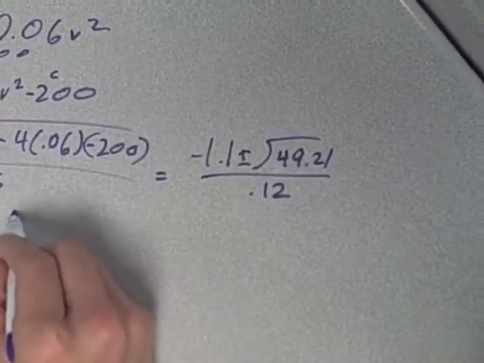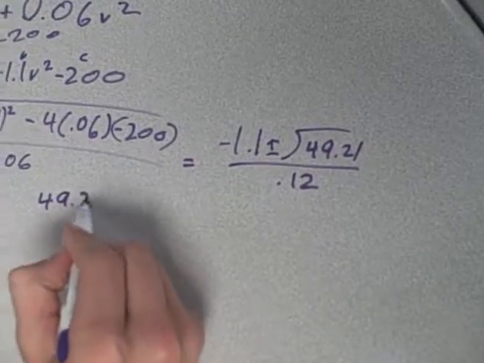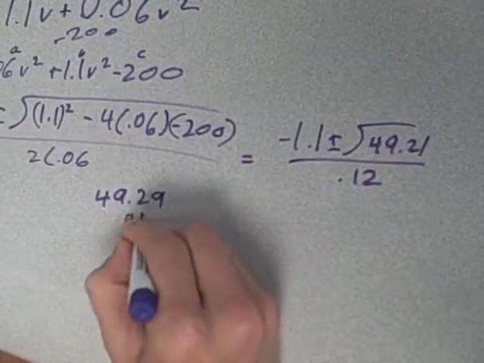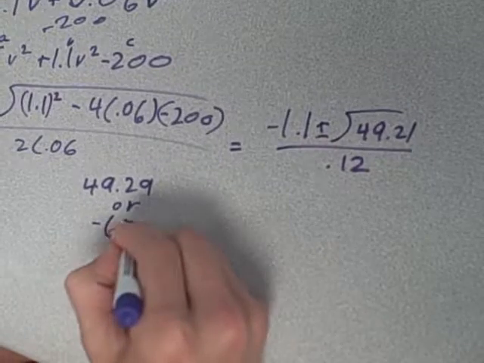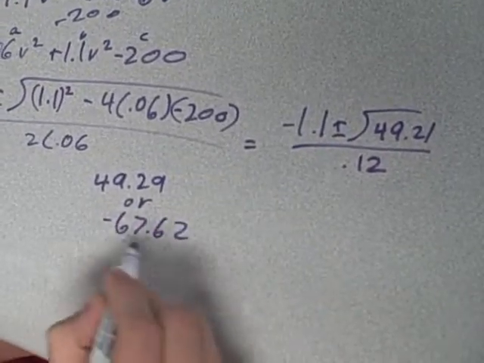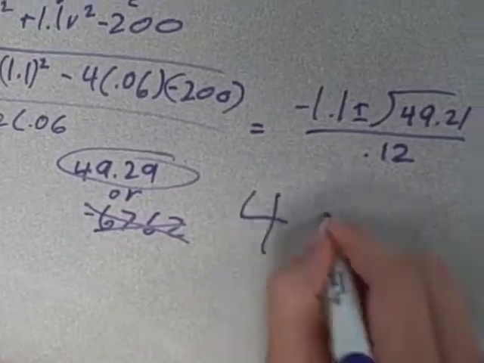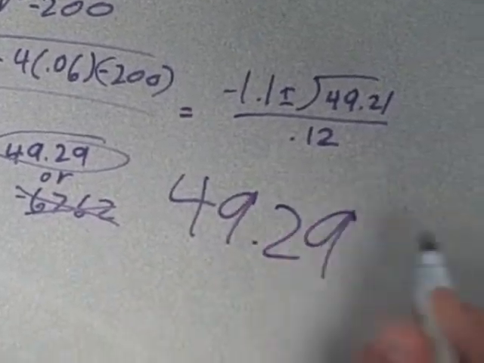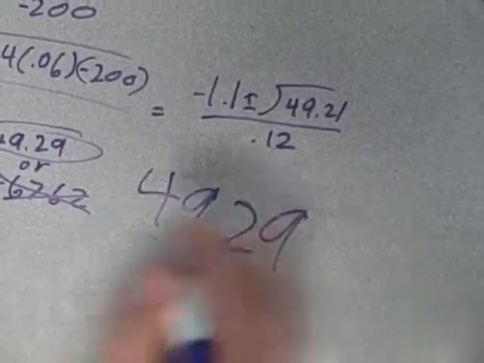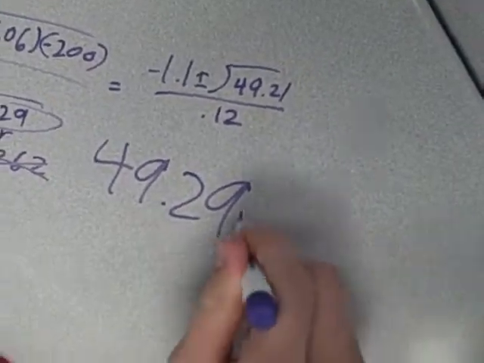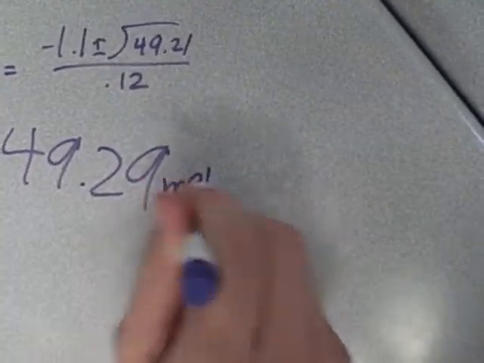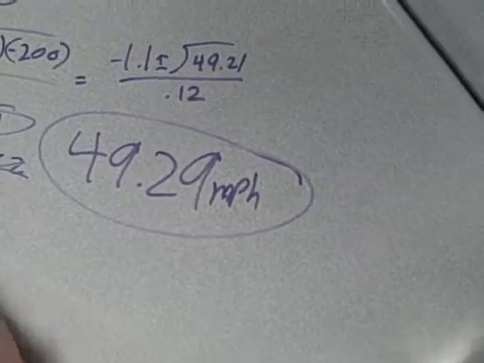And that's going to give you two answers. One of them is going to be 49.29 or negative 67.62, and since speed can't be negative, your answer is going to be 49.29 miles per hour. This is just once you multiply it out. And this is your A, and this is your B.